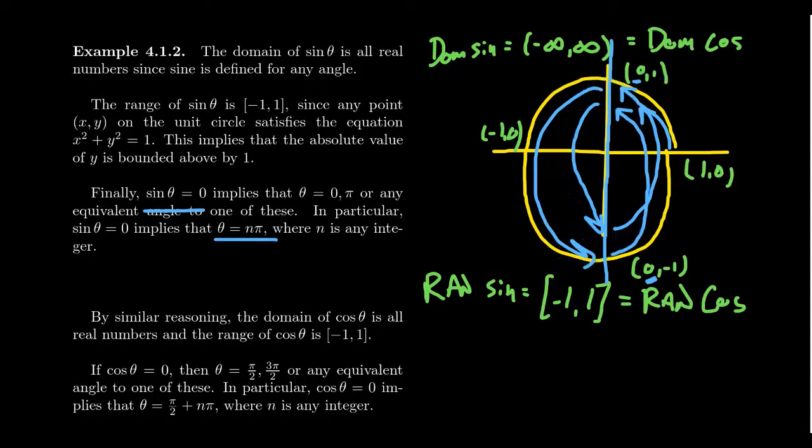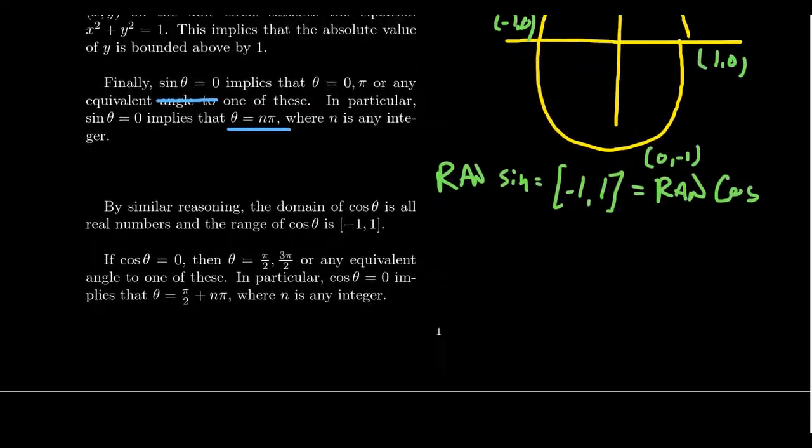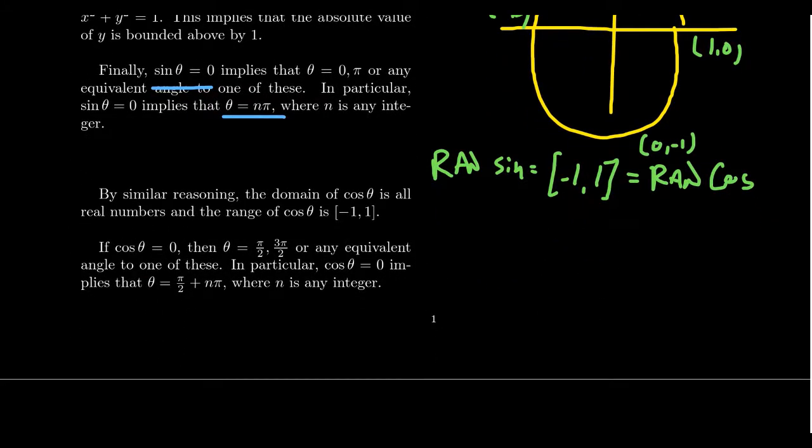And of course, if you go clockwise, you're going to get negative pi halves, negative 3 pi halves, negative 5 pi halves, negative 7 pi halves. You're going to get the same things over and over again, but in different locations, of course. So for cosine, we should mention that cosine will be 0 when theta is either pi halves or 3 pi halves. But also, if you add any multiple of 2 pi to that, you're going to get another 0 as well. So the zeros of cosine are going to be pi halves plus any multiple of pi.